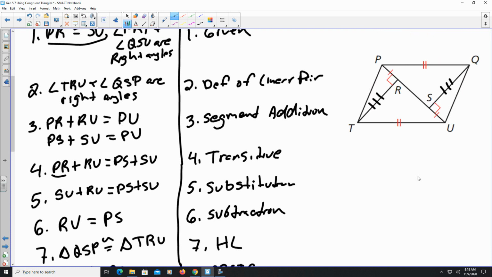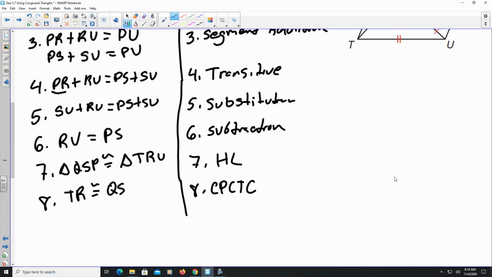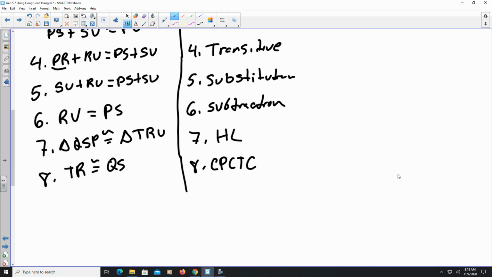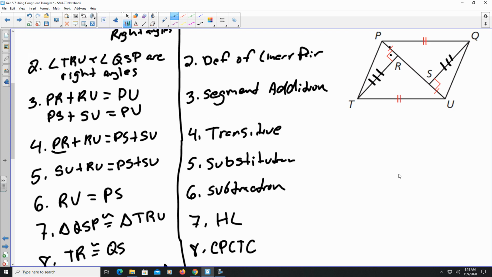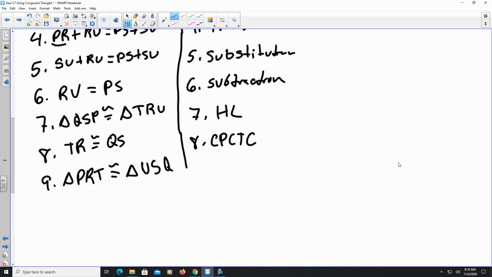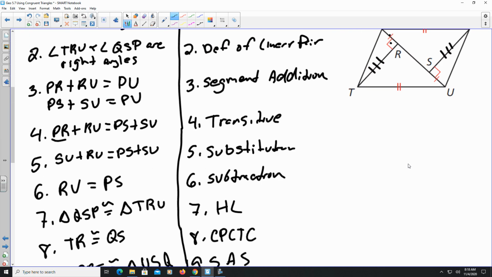Now with that, I have a side, an angle, and a side. So now with the two small right triangles on the outside, I can conclude that triangle PRT is congruent to triangle USQ, because of side, angle, side. I'm sorry, this is just a long proof. It just is what it is.